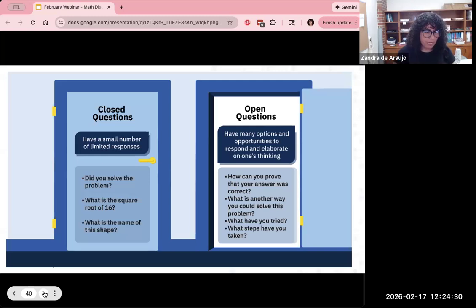In the math matrix, we simplified questioning to think about it in just two different ways. Whether or not a question is closed or open is one of those ways. Closed questions typically have a small number of limited responses. Did you solve the problem? Yes or no? What is the square root of 16, plus or minus 4, right? What is the name of this shape? There's not a lot that's going to come from that answer. It's a pretty simple, short response, and there's a correct answer you're trying to get at.